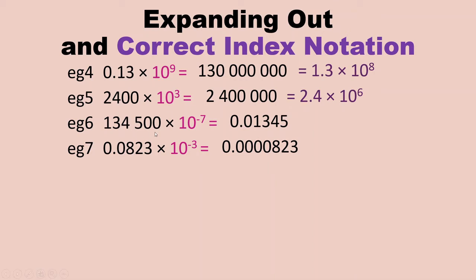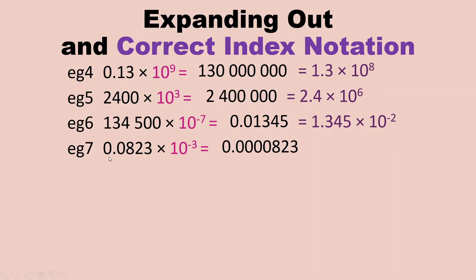This next one is obviously not a number between 1 and 10. So if I put my decimal after the first non-zero digit, so 1.345, that is a number between 1 and 10. Well, what do I need to multiply that by to get my decimal into the right place? If my decimal's here, I need to move it 1, 2 places backwards. I want this number to be smaller than 1.345. So I'm multiplying by 10 to some negative power. How many places is that? Two places, so 1.345 times 10 to the power of negative 2.